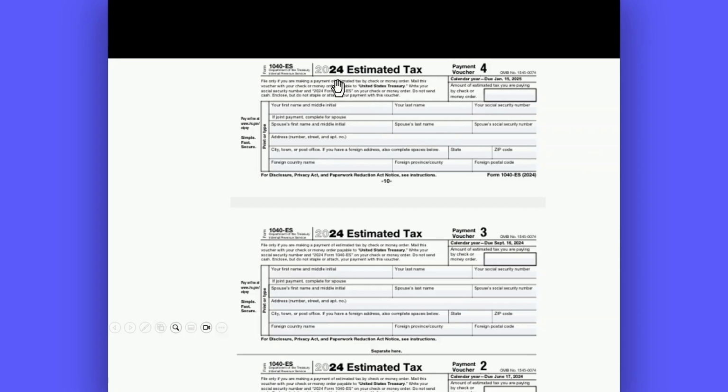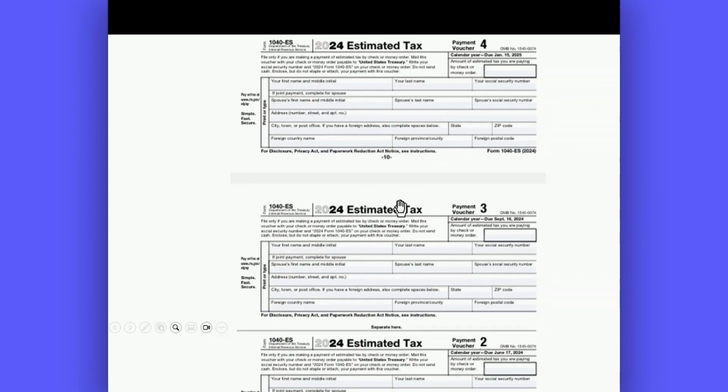These are the 2024 estimates. So these are the ones that would have been made all during 2024, with the final one made January 15th of 2025. So they all look exactly the same, just a different payment voucher number and a different due date. So you can send those in with a check. You can also make these payments electronically, so then you don't have to send in the form.